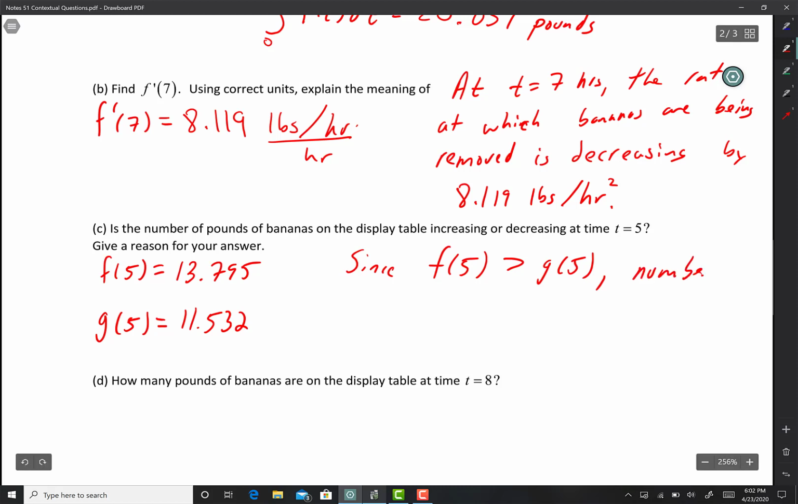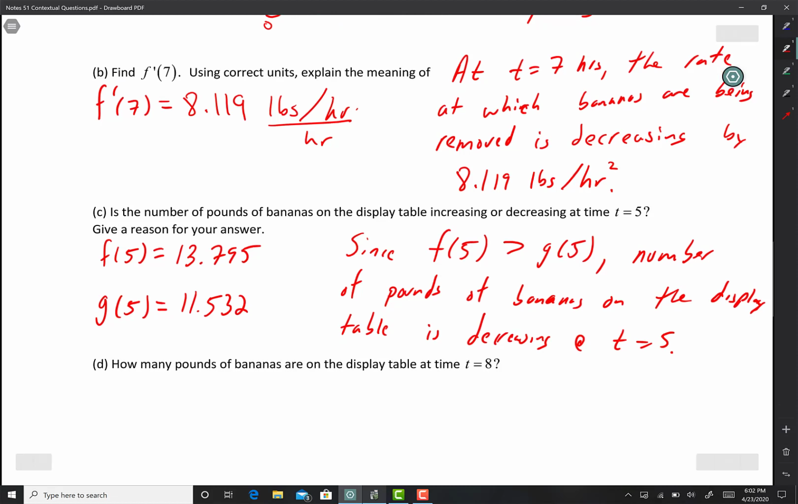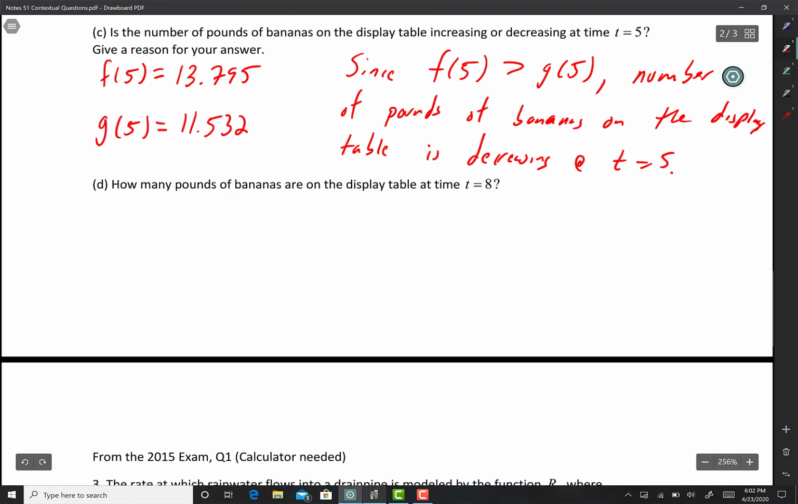Number of pounds of bananas on the display table is decreasing at t equals 5. There it is, guys. Yay! This one is looking like it's kind of not that bad. It's pretty easy, it looks like, right?